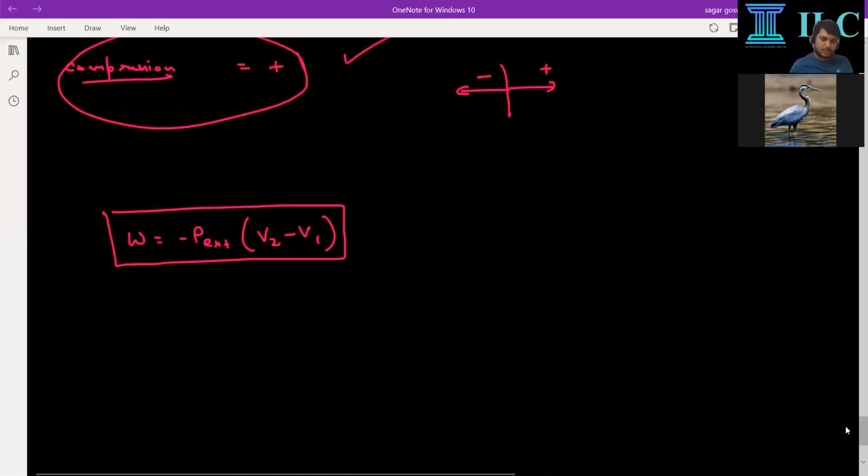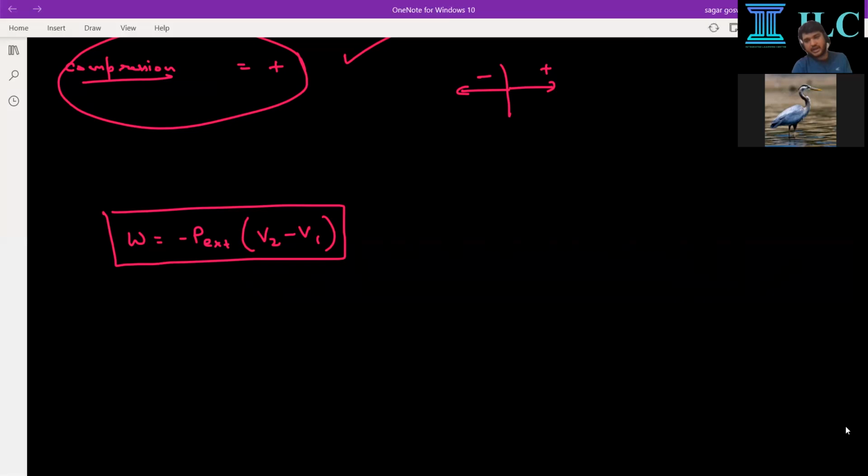So remember always, whenever there is an isothermal process, meaning the temperature remains constant, the formula would always be minus 2.303 nRT log V2 by V1. Remember always. So that was about the work done.